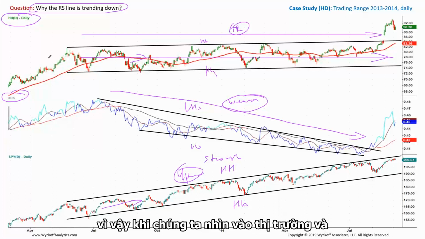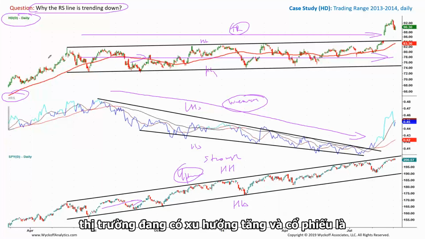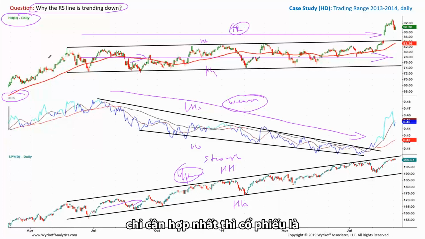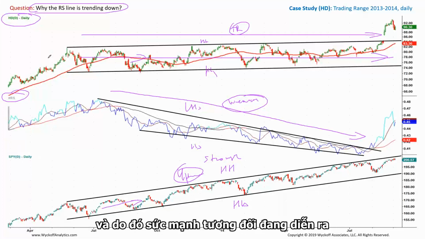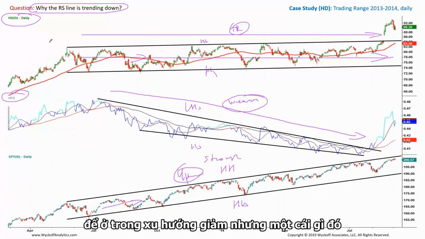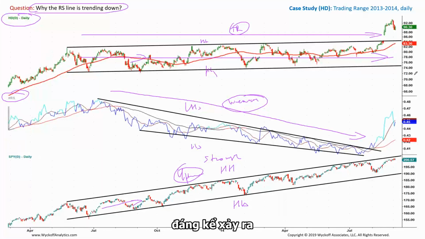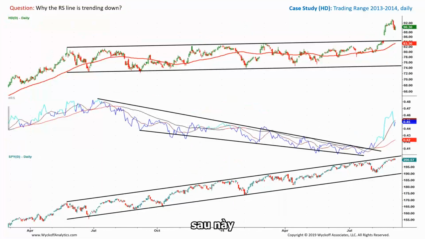So when we look at the market and the market is uptrending and the stock is just consolidating, then the stock is weaker, behaving weaker. The price of the stock is behaving weaker than the price of the market. And therefore, relative strength is going to be in the downtrend. But something significant happens later on.